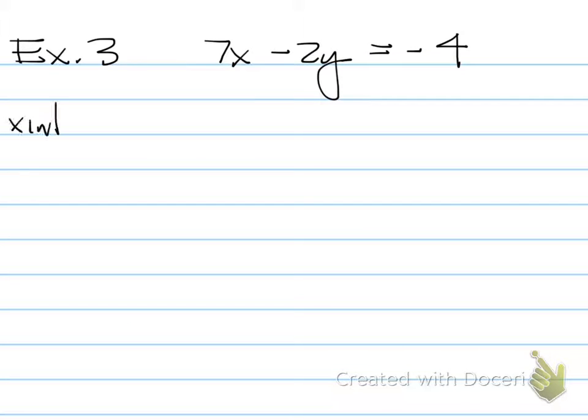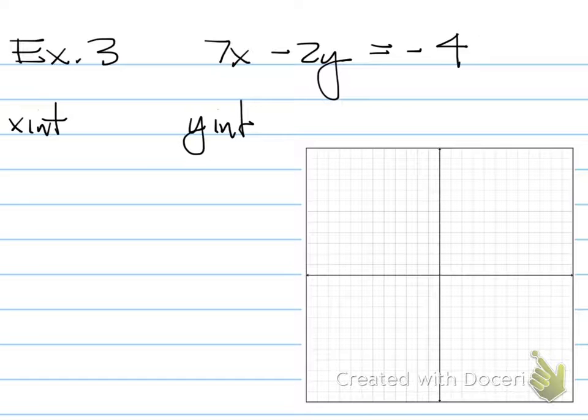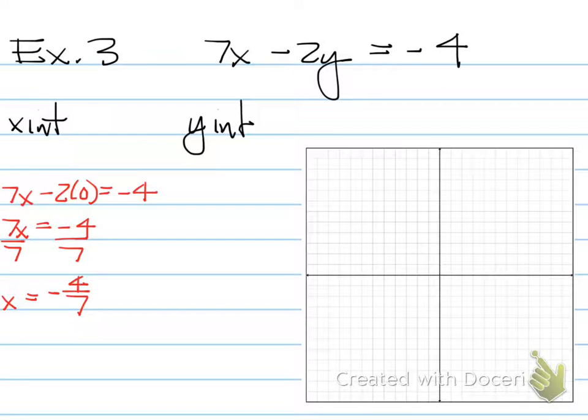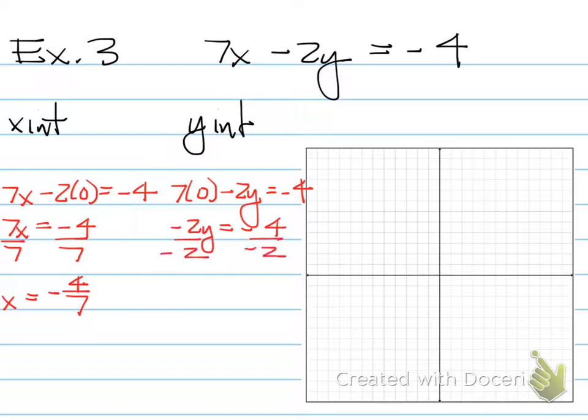Next example, to find the x-intercept, replace the y with 0. We get 7x equals negative 4, divide by 7. X equals negative 4 over 7, which we'll come back to. To find the y-intercept, plug in 0 for x. That gives us negative 2y equals negative 4. Divide both sides by negative 2, y equals 2.